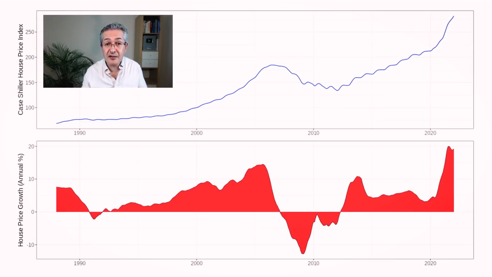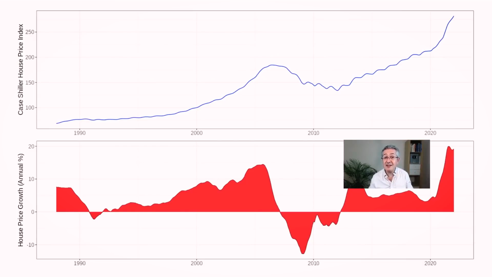Let's look at the USA now. And this is the Case-Shiller Index, which is the average US house price going back to before 1990. The top panel is the average price, and the bottom panel is the year-on-year growth in that price. So there was also a dip, as there was in the UK, in the early 90s. Then there was a big dip, which was fairly long-lasting during the global financial crisis. And here is a very rapid recent acceleration in US house price growth.